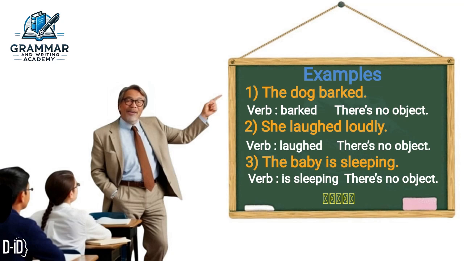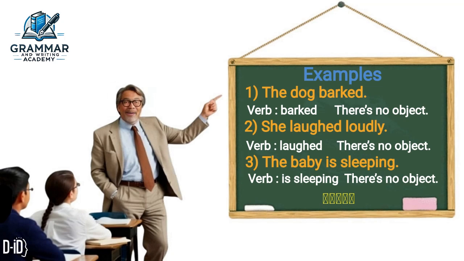Example 2. She laughed loudly. Verb: laughed. There's no object. We just know that she laughed, and that's enough for the sentence to make sense. We don't need to know what she laughed at. With intransitive verbs, the action stays with the subject, the doer of the action, and there's no object involved.